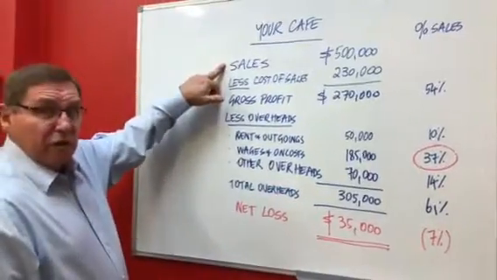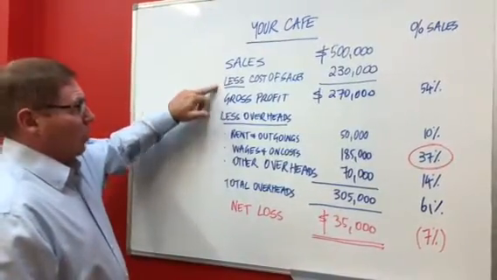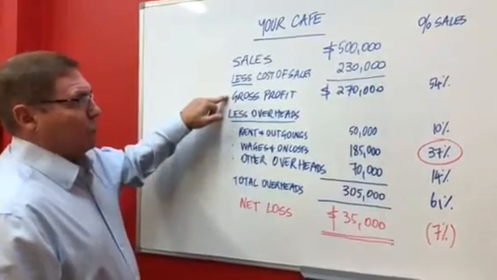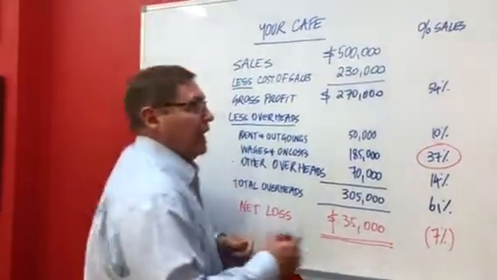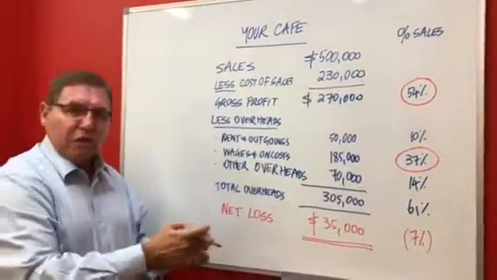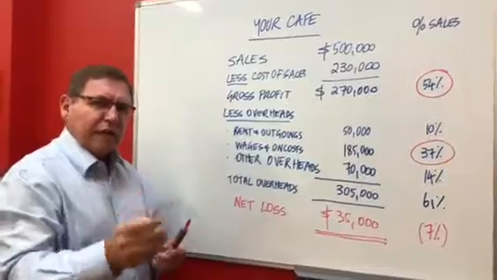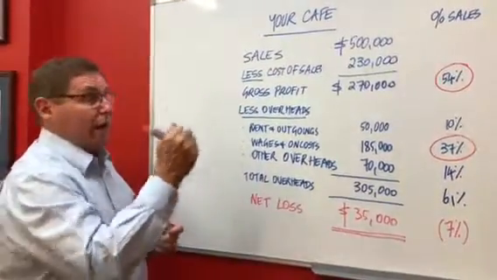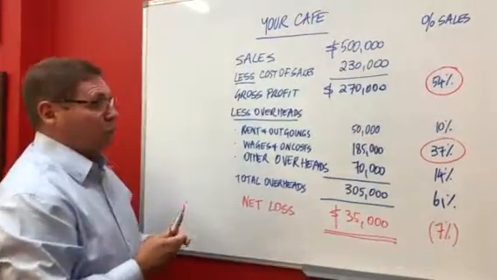We had sales of 500,000, cost of sales of 230,000, and a gross profit of 270,000. If you looked at that last case study, you know that 54% that we've got there is actually too low. If you haven't looked at that case study, go back and have a look at that one. It's actually pretty good. It's got 4 ways of actually helping you improve your gross profit.